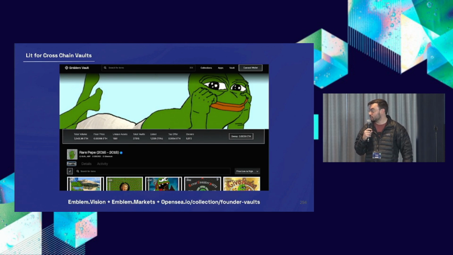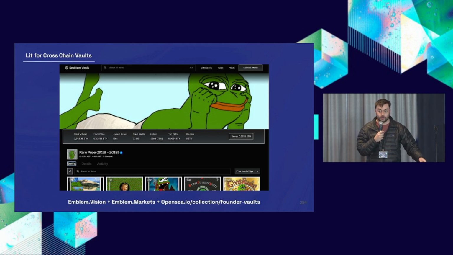Another use case is what Emblem Vault has done. So these are the rare Pepes from the pretty OG crypto era. They were minted on Counterparty, which is a Bitcoin sidechain. And what this team at Emblem Vault has done is used Lit as a method to vault these assets, which is to say, on Counterparty, these assets are sitting in a Lit key, and then that key is represented as an NFT on Ethereum and is being traded on OpenSea. And so there's many dozens of millions of dollars of these type of assets that are managed by Lit.